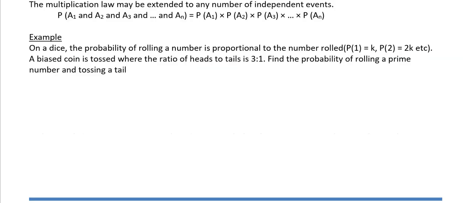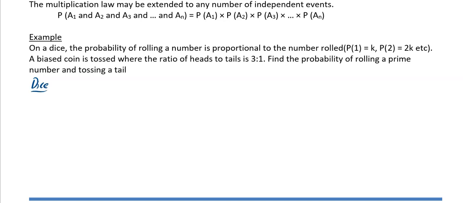This example says, on a dice, the probability of rolling a number is proportional to the number rolled. So the probability of 1 is equal to k, the probability of 2 is equal to 2k, etc. A biased coin is tossed where the ratio of heads to tails is 3 to 1. Find the probability of rolling a prime number and tossing a tail. Before we can even think about finding that, we've got to find a whole pile of probabilities here. So we have a bit of work to do.